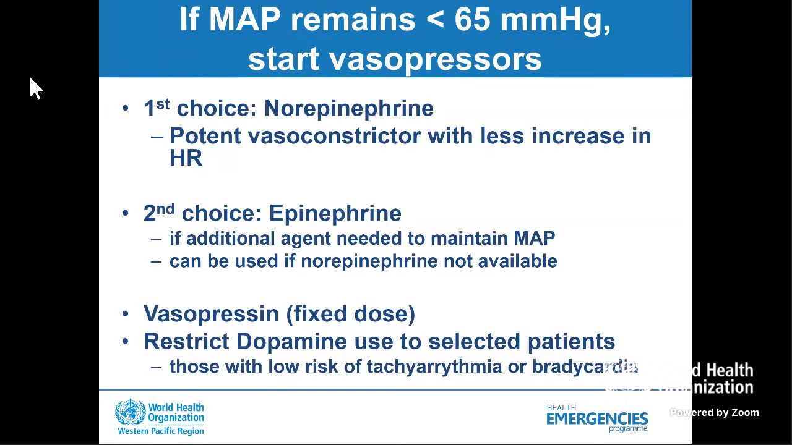So vasopressors. First choice of vasopressor agent is norepinephrine. The reason is there's more vasoconstrictor effect and less of what's called chronotropic effects. So there's less tachyarrhythmia caused than when you compare with a medication like dopamine. So norepinephrine is first choice. Second choice, according to the guidance, is epinephrine. You could also use fixed dose vasopressin if it's available.